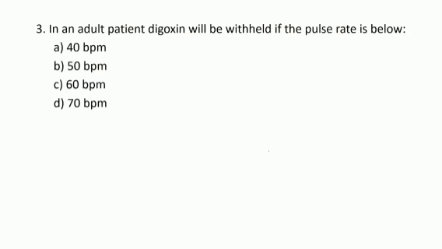So this is the third and final question. In an adult patient, digoxin will be withheld if the pulse rate is below A, 40 beats per minute, B, 50 beats per minute, C, 60 beats per minute, D, 70 beats per minute. So in an adult patient, digoxin will be withheld if the pulse rate is below. Yeah, Gomati, your answer is correct, 60 beats per minute.